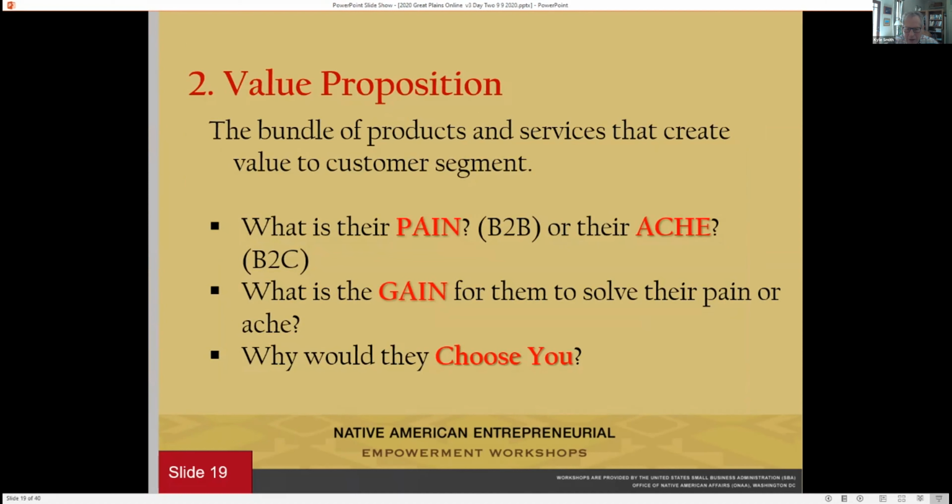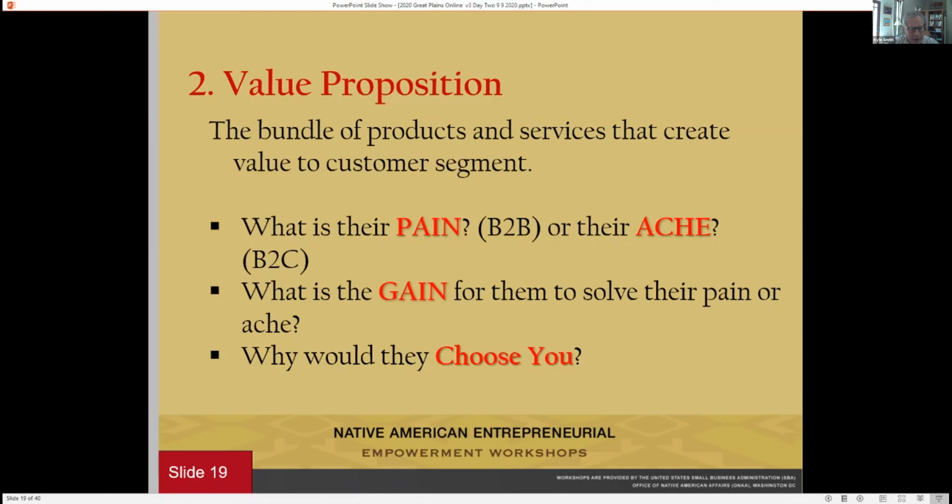And part of that is trying to understand what's their pain or their ache? What can you take away? How can you address their needs? And how you solve that problem. And so one of the things that you want to be thinking about is understanding the customer so well that you can take away some of their pain.